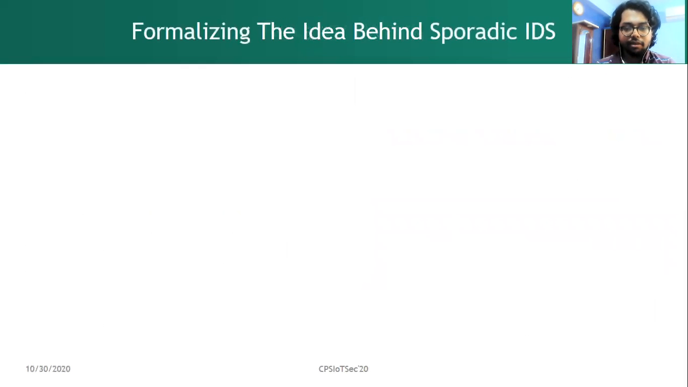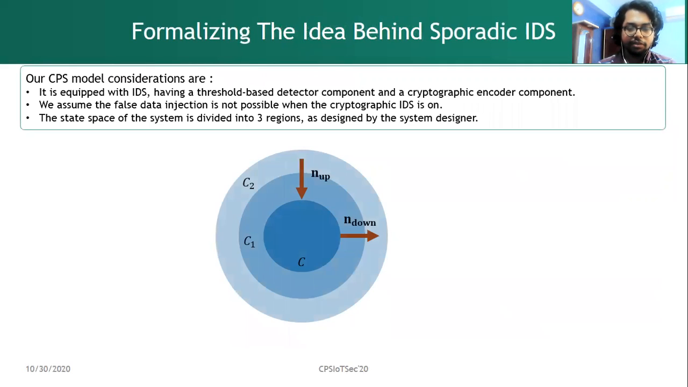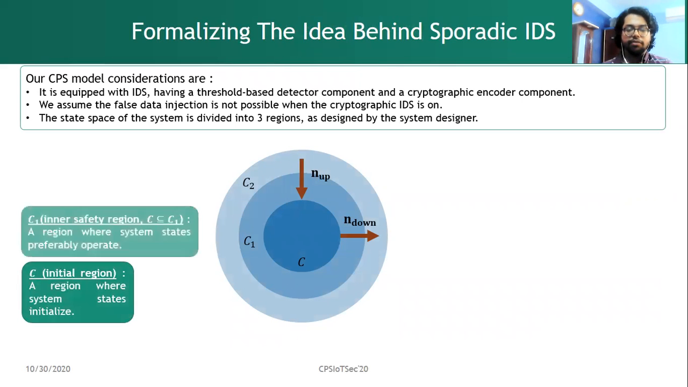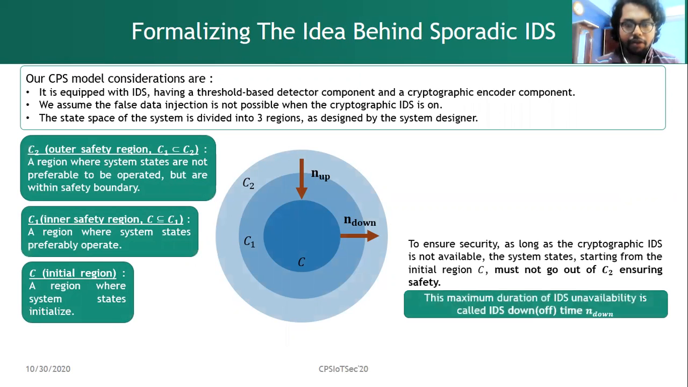We first formalize the sporadic IDS model to analyze its performance and its consumption. In case of such CPS, we divide the system state space into three regions to quantify the system behavior under FDI. So C is the initial region where the system states start from. C1 is the preferable operating region or inner safety region, and C2 is the outer safety region beyond which the unsafe states reside. And when the IDS is inactive, the injected false data will try to take the system outside the preferable operating region and to the outer safety region, but we should not let it go beyond C2 because the system state will become unsafe.